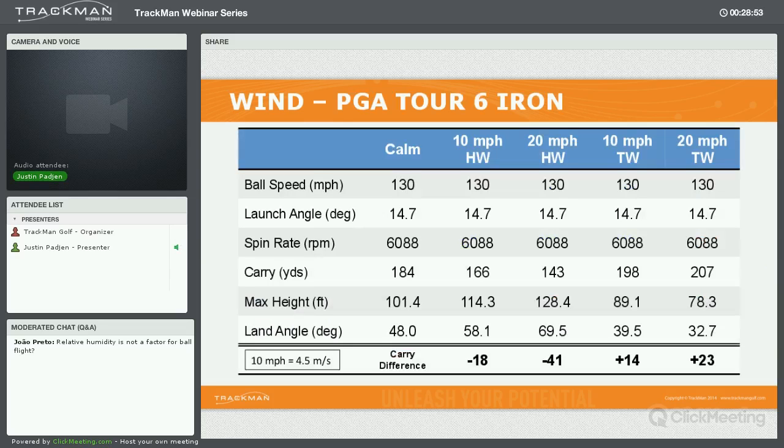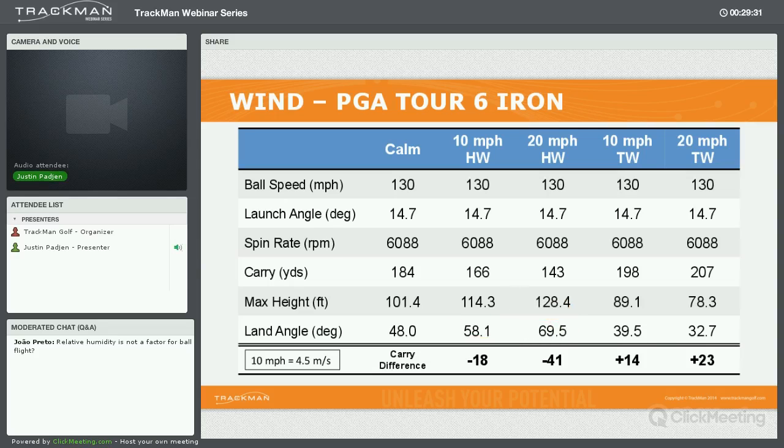Here we've got a PGA Tour 6-iron, and we've got calm conditions, a 10-mile-an-hour headwind, a 20-mile-an-hour headwind, a 10-mile-an-hour tailwind, and a 20-mile-an-hour tailwind. I've got the exact same launch conditions for all of these, so it's the same shot. Again, it's kind of a mid-ball flight. Under calm conditions, that ball would have peaked out at 101 feet, so maybe it's just a slightly higher ball flight, and the land angle would have been 48 degrees.